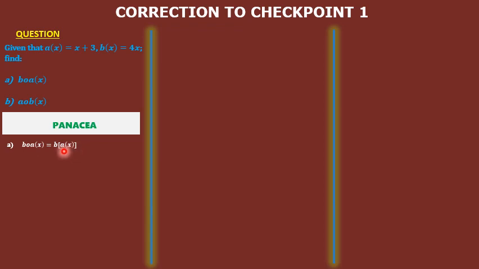In this case, it's very clear that whatever a of x is, the output of a of x, we set it into the function b. So that is what it means. Now, what's our a of x? A of x is defined as x plus 3. So it simply means what we have here is just b into x plus 3.